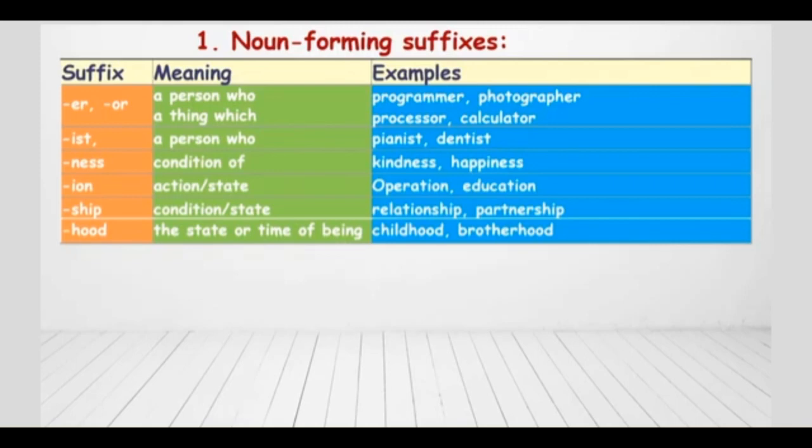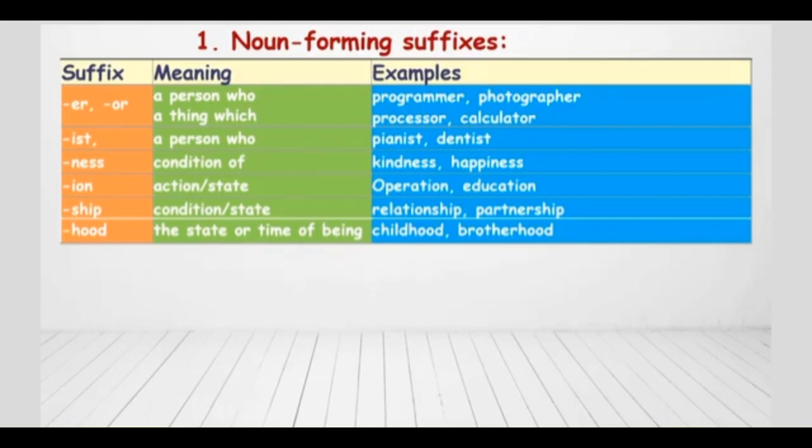Programmer is someone who programs. Photographer is someone who takes pictures or photographs. A processor is an object or a chip that processes information, the one we find in computers. A calculator is a machine that calculates, so it's a thing, an object.